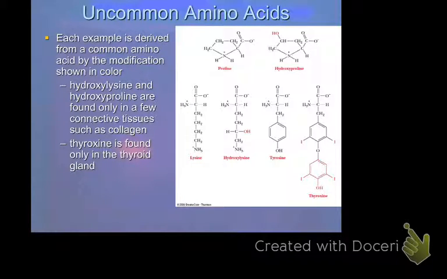Okay, but what happens with collagen? So what does it look like? Does anyone know what collagen looks like?